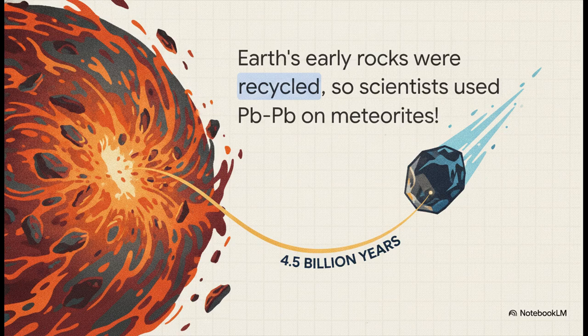Why? Because the first few hundred million years of Earth's existence were so intensely violent that our original crust was completely destroyed and recycled. So geophysicists looked to chondrites and iron meteorites, the pristine debris left over from the solar system's formation. When they plotted the lead isotopes of these meteorites right alongside modern Earth lead on a single isochron graph, everything aligned perfectly. The Earth and the meteorites share the exact same birth date.